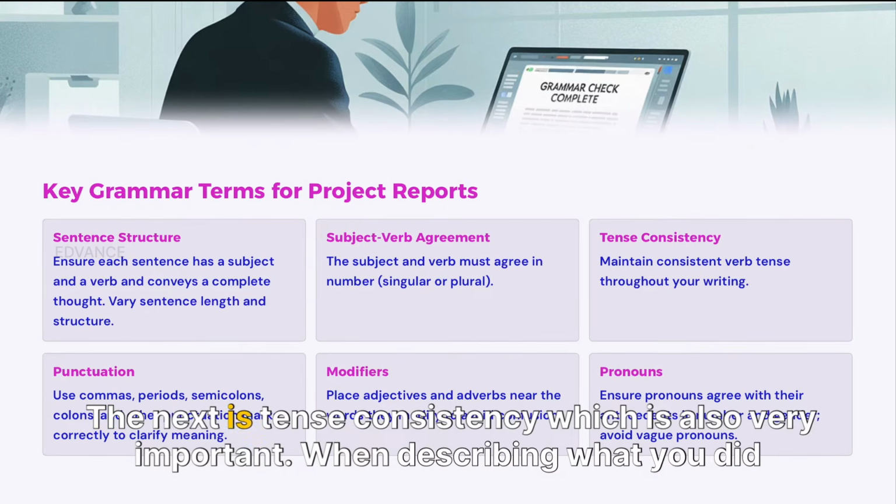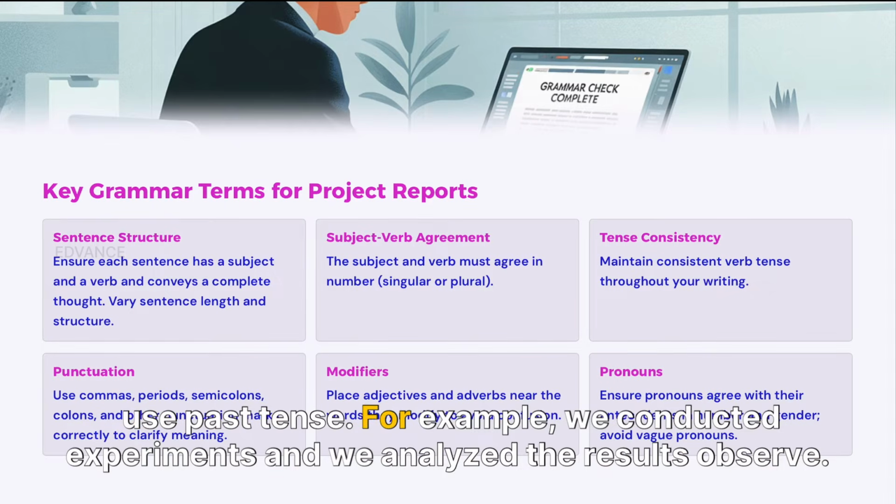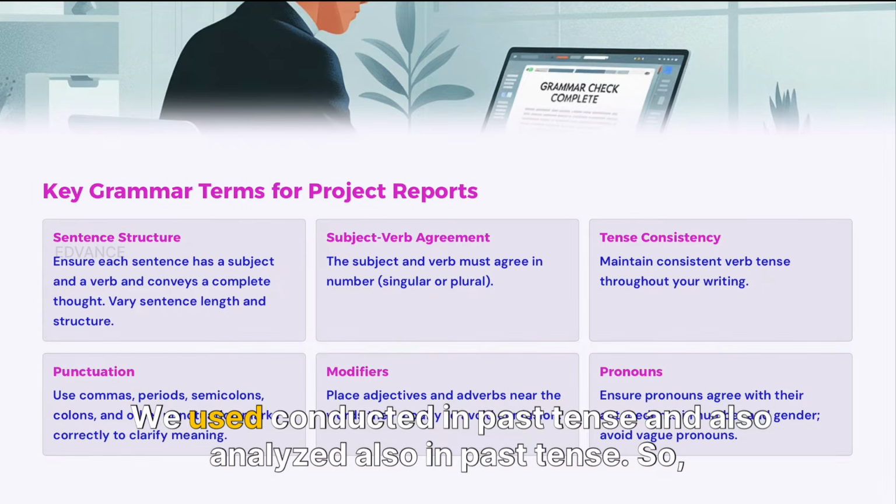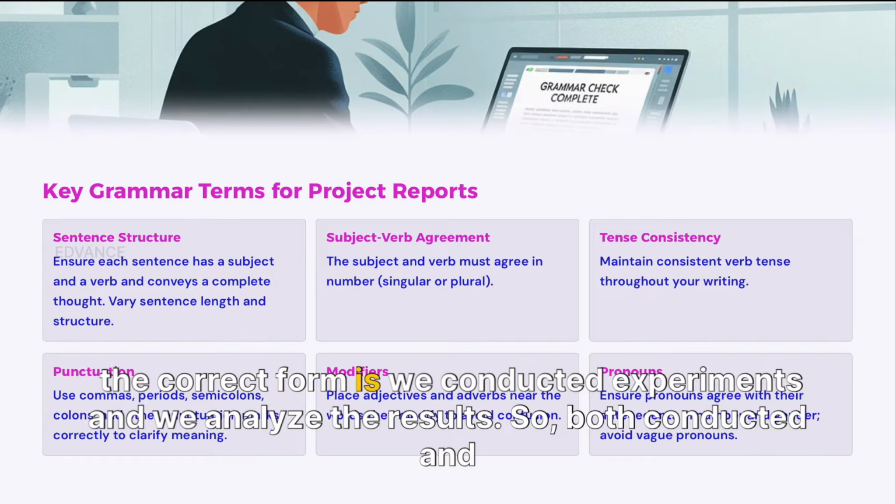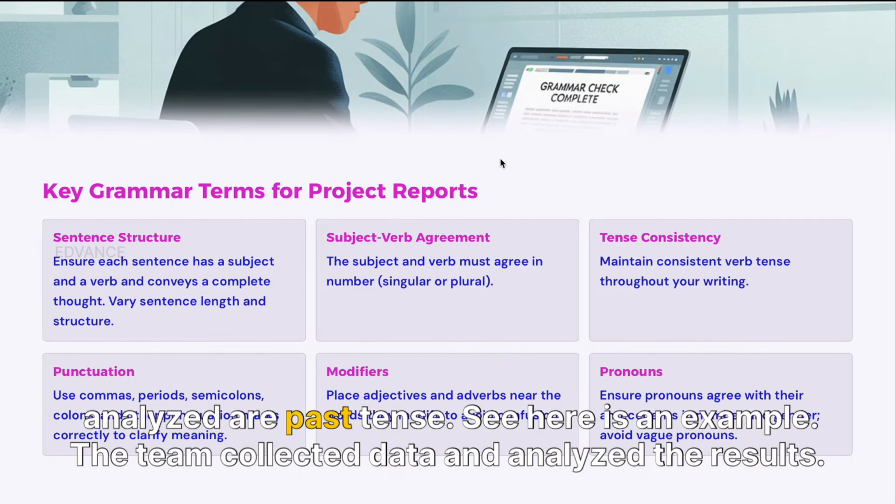The next is tense consistency, which is also very important. When describing what you did, use past tense. For example, we conducted experiments and we analyzed the results. Observe, we used conducted in past tense and analyzed also in past tense. So the correct form is we conducted experiments and we analyzed the results. So both conducted and analyzed are past tense.